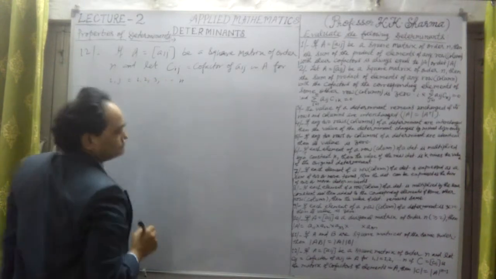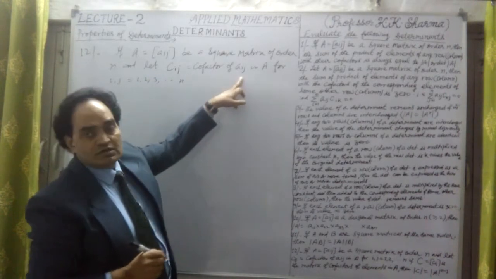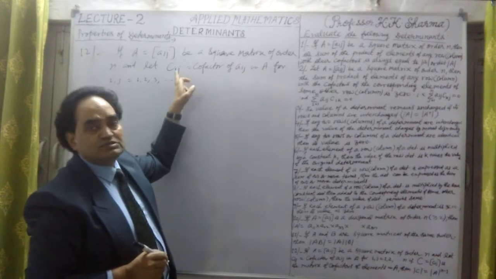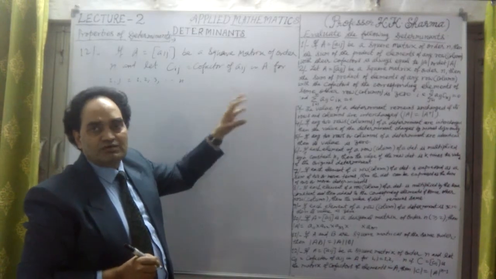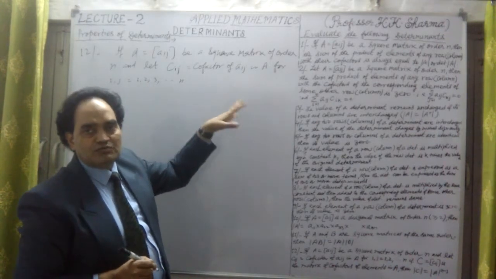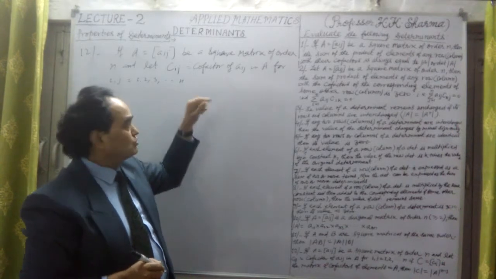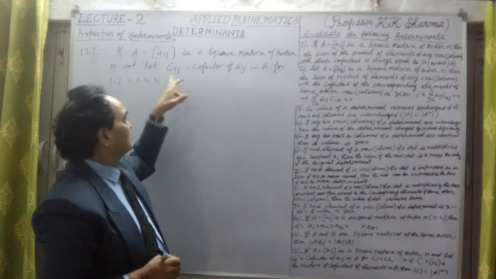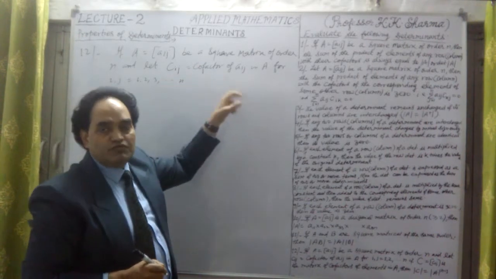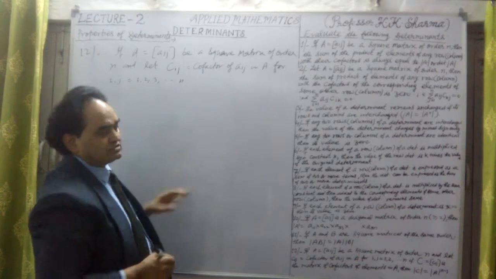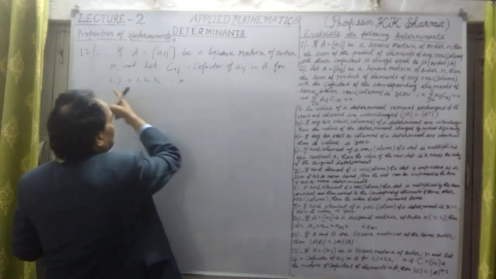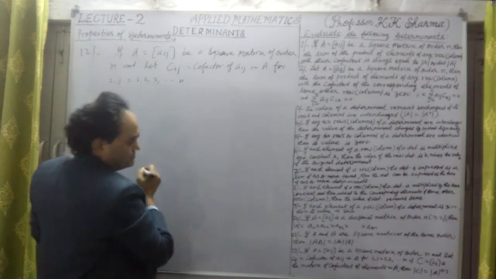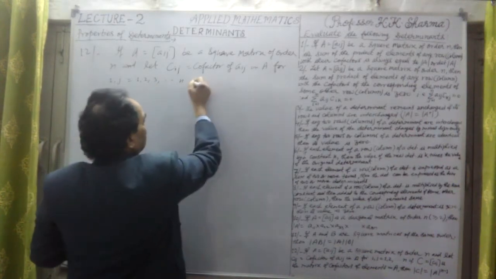Up to n. Here I and j, I'll just clarify what it means. Cij means C11, for example, is the cofactor of A11, C12 is the cofactor of A12, etc. So the cofactor of every element of the given matrix. The Cij represents the cofactor of every element Aij. This is the general form, where i and j denote 1, 2, 3 up to n.